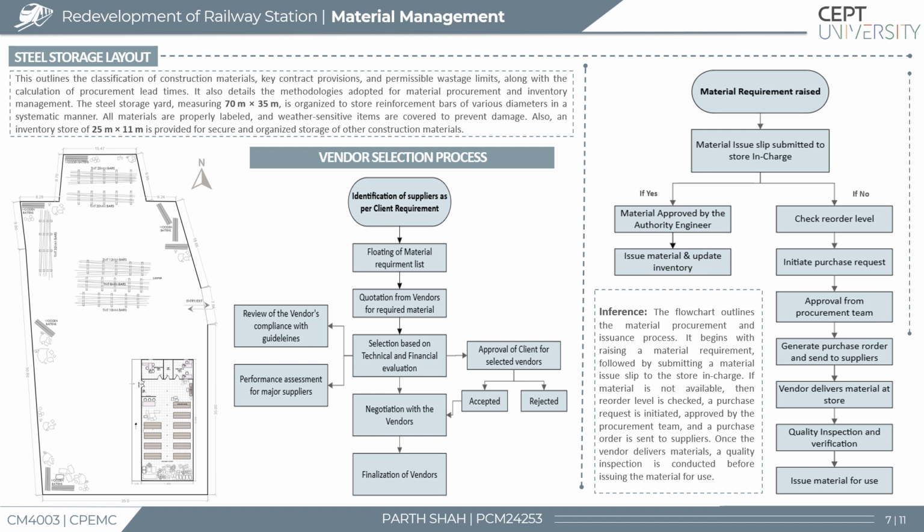If materials are unavailable, a reorder level check initiates a purchase request. This leads to procurement approval, PO generation, vendor supply, inspection, and final issuance. It ensures timely and systematic flow of materials to the construction site. This organized layout and process supports a lean construction approach and ensures smooth site operations through real-time material tracking.